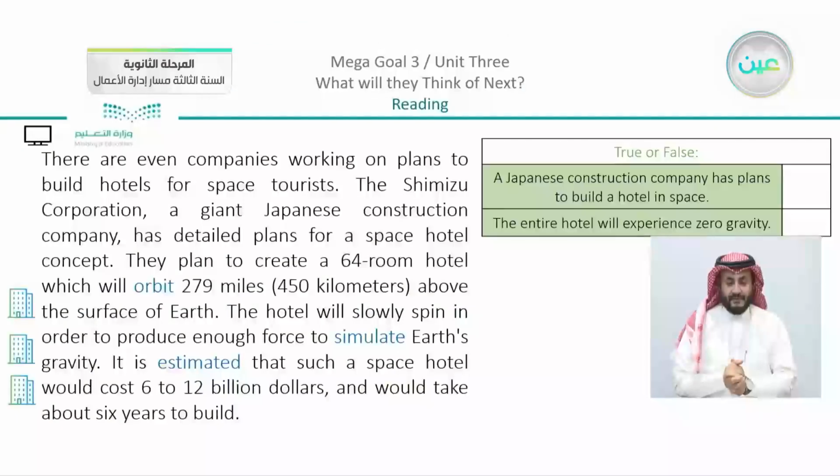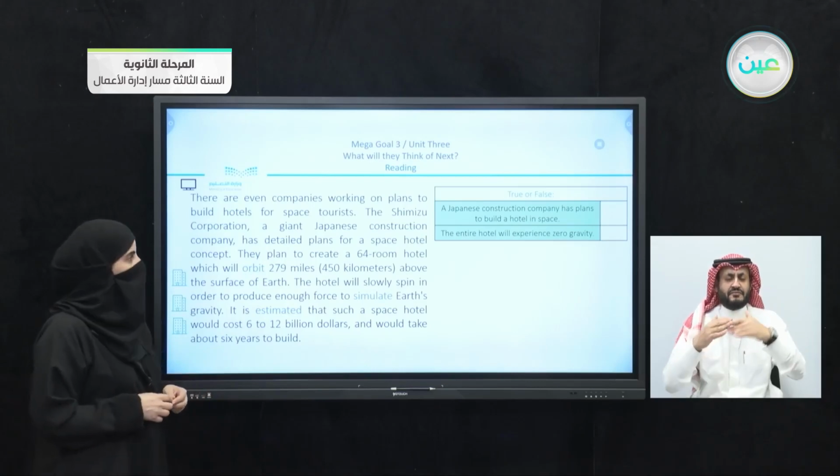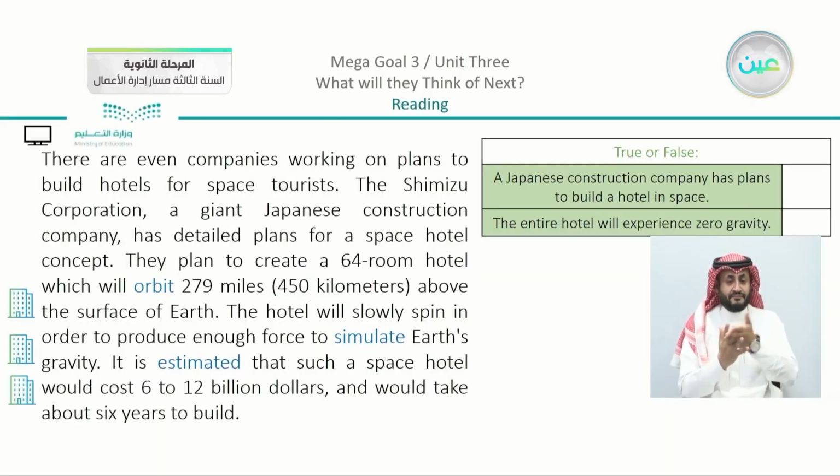Now, in this part, we have 2 parts which are true or false. We have here, a Japanese construction company has plans to build a hotel in space. Now, can you see anything about a Japanese construction company planning for a hotel, which is actually exciting to know? Just imagine that there is a hotel in space. And the other part, the entire hotel will experience 0 gravity. Now, we know that there is no gravity in space, but the whole hotel, will it experience the same thing?